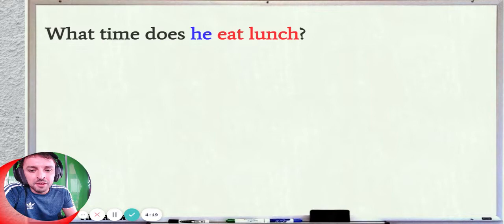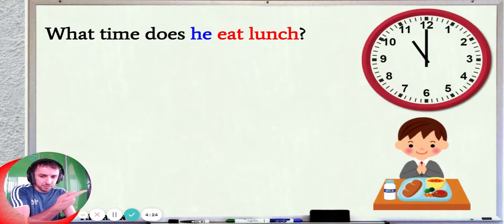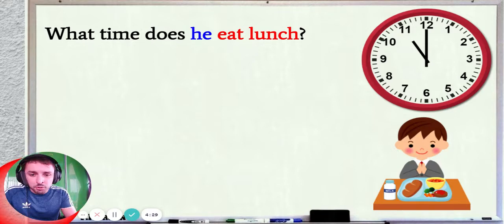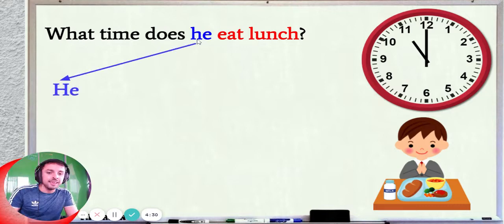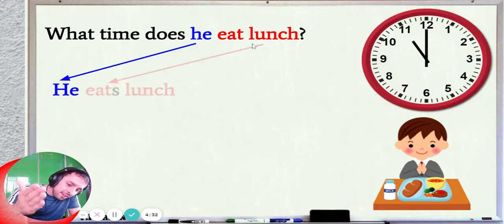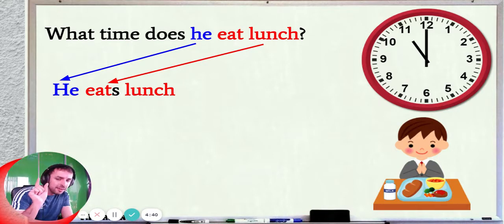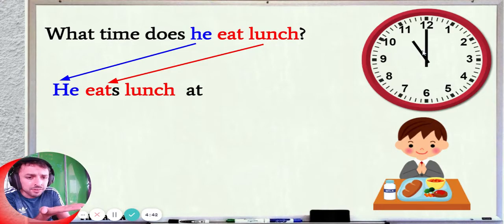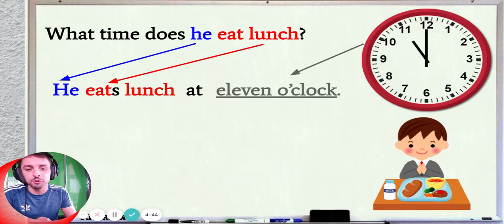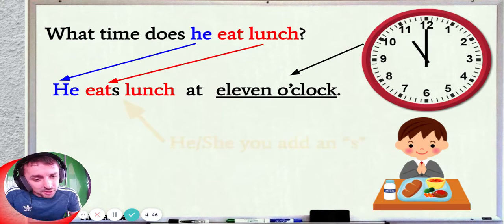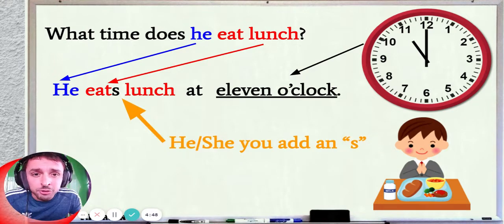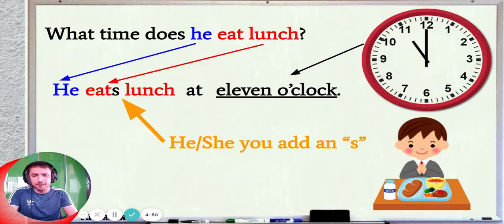Okay, next one. What time does he eat lunch? So we're asking about a boy. Here's the boy. So first we take the pronoun. What's the pronoun? He. Then the verb. What's the verb? Eat lunch. But remember to add an S. He or she, you add an S. He eats lunch at what time? 11 o'clock. He eats lunch at 11 o'clock. Remember, with he or she, you add an S to the verb.